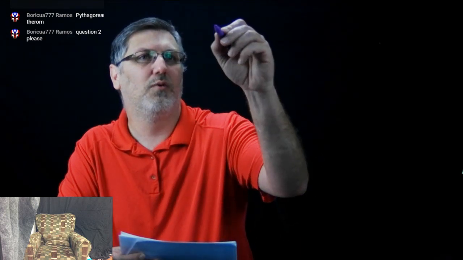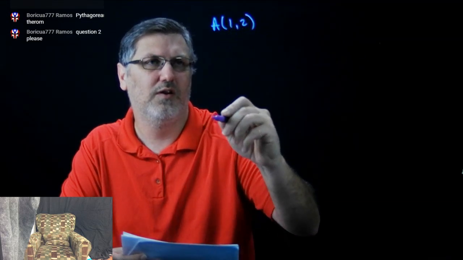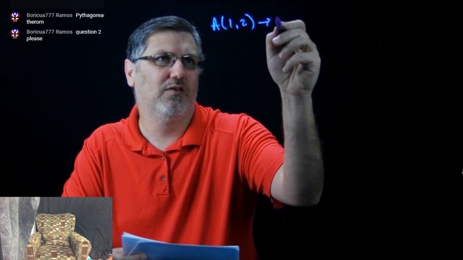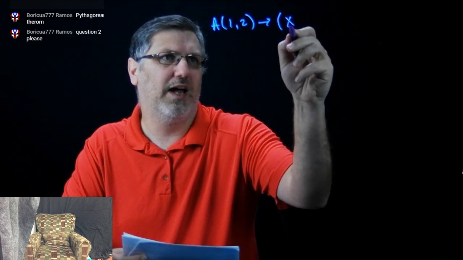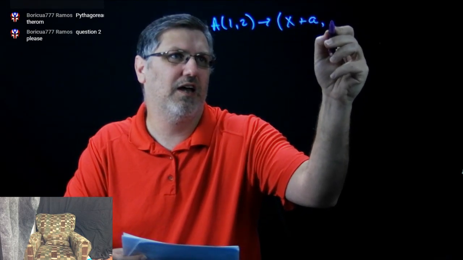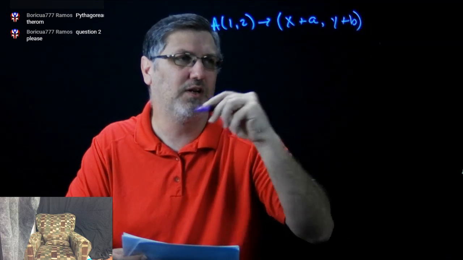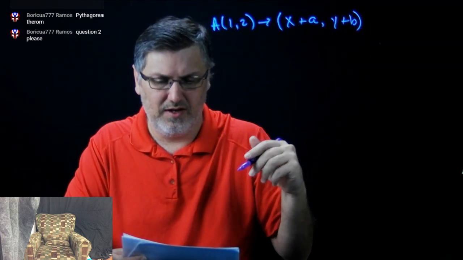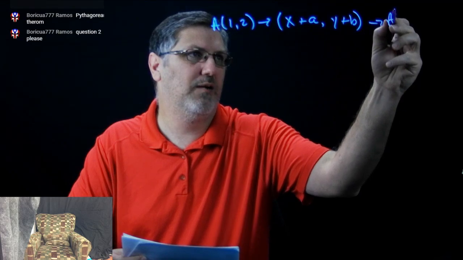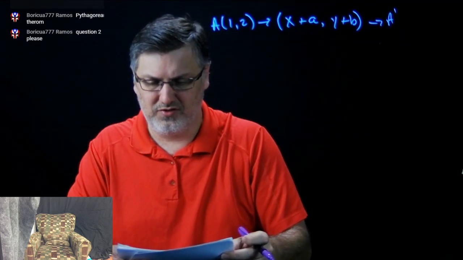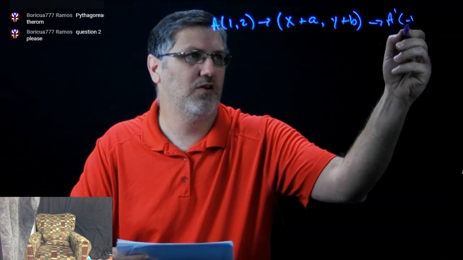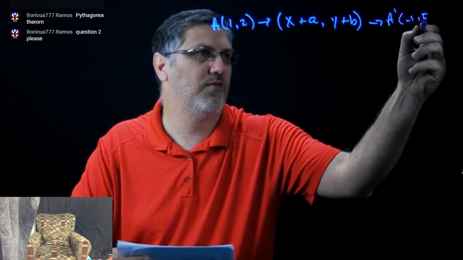It says rectangle, blah, blah, blah. We have 4 points. The image of the rectangle is that. What is the mapping? Okay, so we have point A, which is (1, 2). That's going to map to something, which will be x plus, let's call it a, and y plus b, just because. And then it's going to come out to A prime, which is simply (-1, 5).